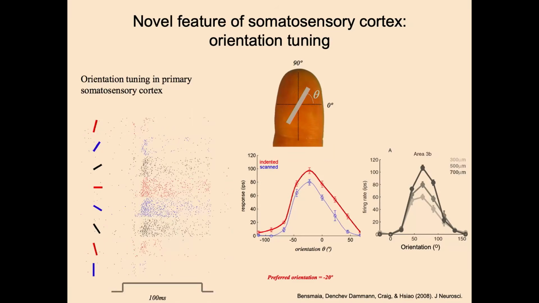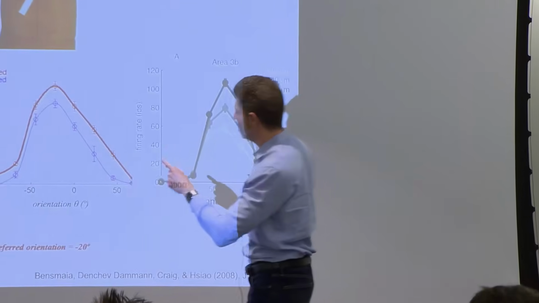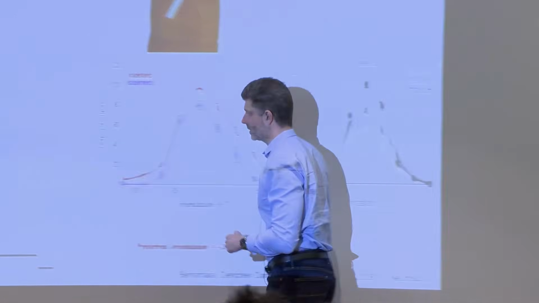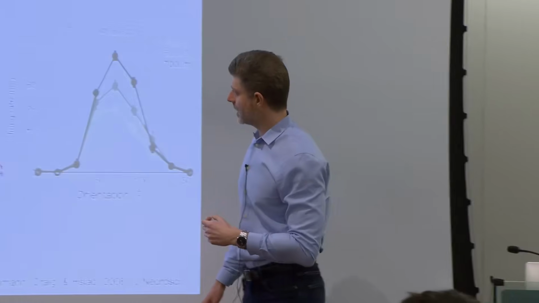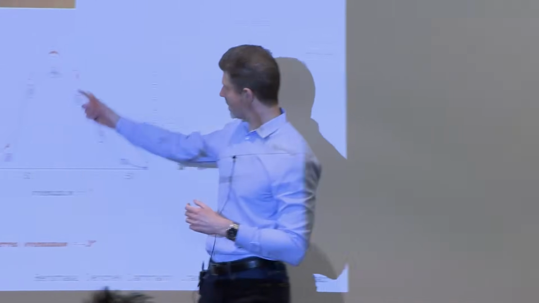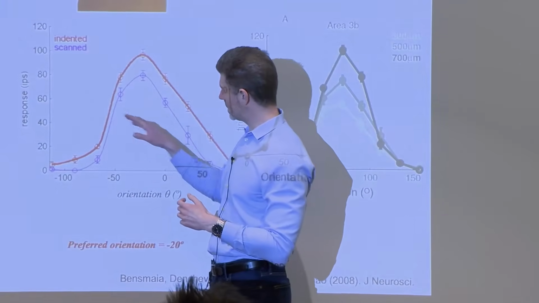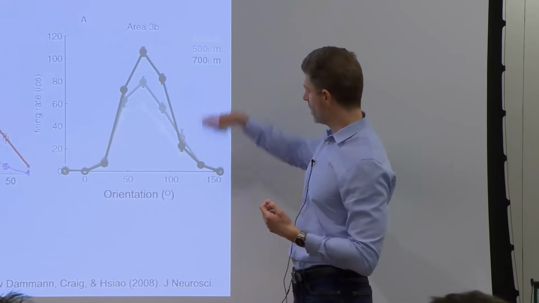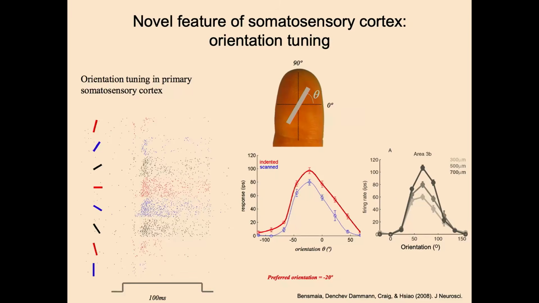So this is showing how this would work. You present a little embossed line segment and you can vary the orientation. And you can see here that there are orientations that give you big responses. And then as you rotate it off, the response gets less. The orientation tuning is present if you just press a thing into the skin versus scanning it over the skin, and is independent of the pressure by which the line segment is pressed into the skin.